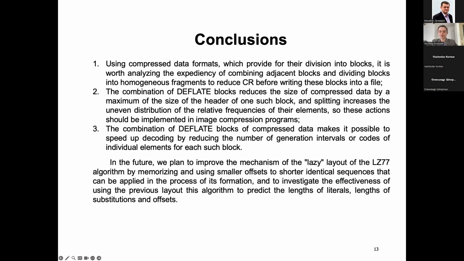In the future, we plan to improve the mechanism of the lazy layout of the LZ77 algorithm by memorizing and using smaller sets to shorten identical sequences that can be applied in the process of its formation. And to investigate the effectiveness of using the previous layout of this algorithm to predict the lengths of literals, lengths of substitutions, and offsets.